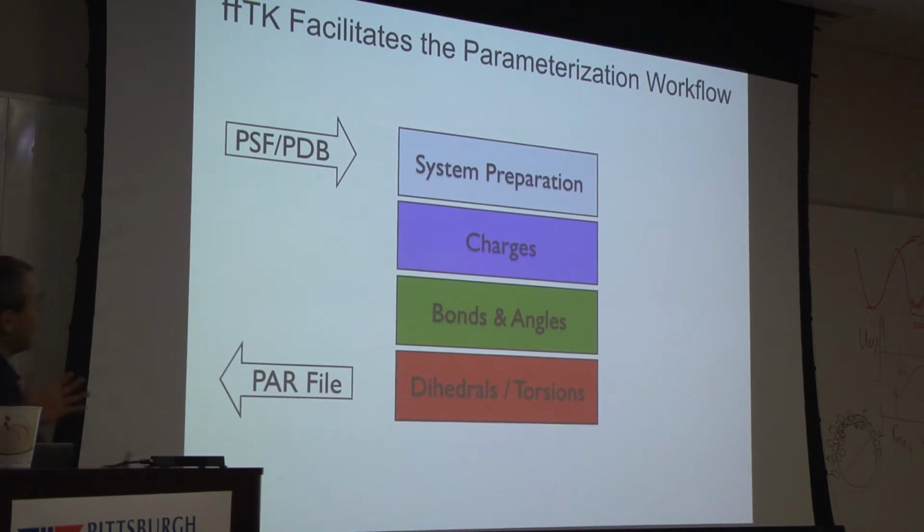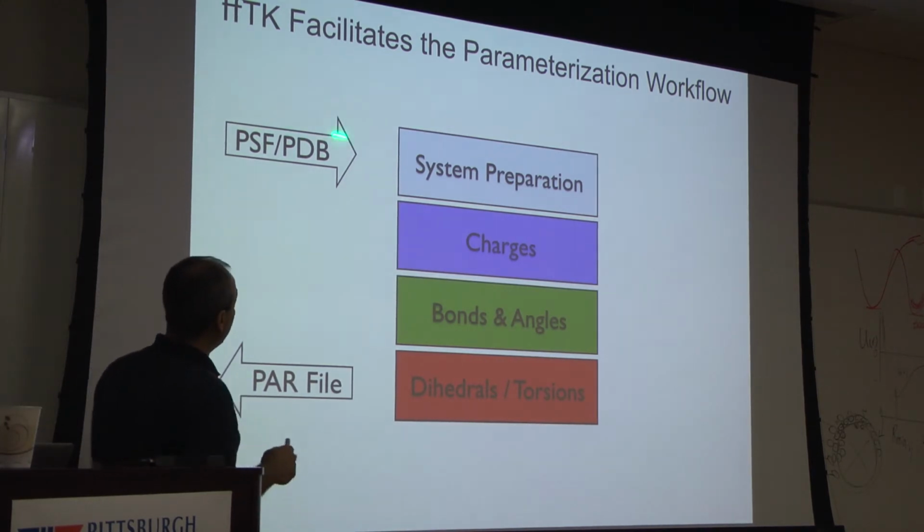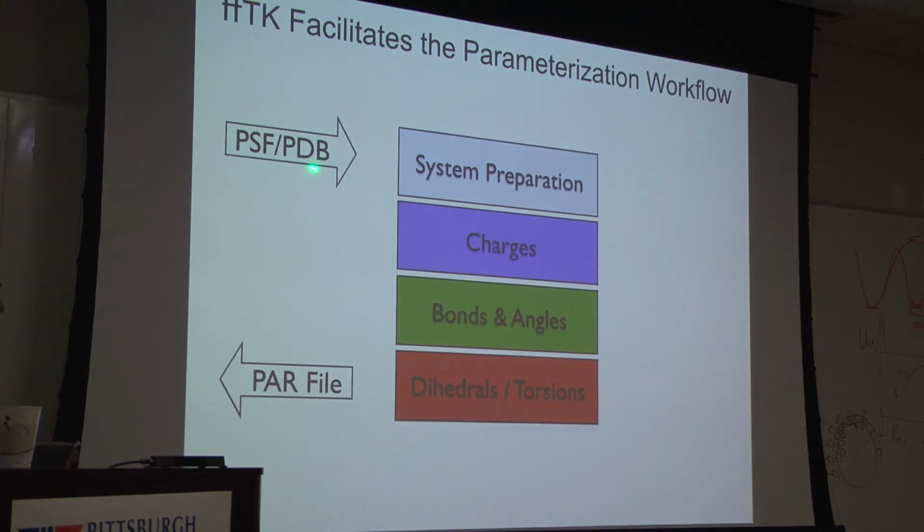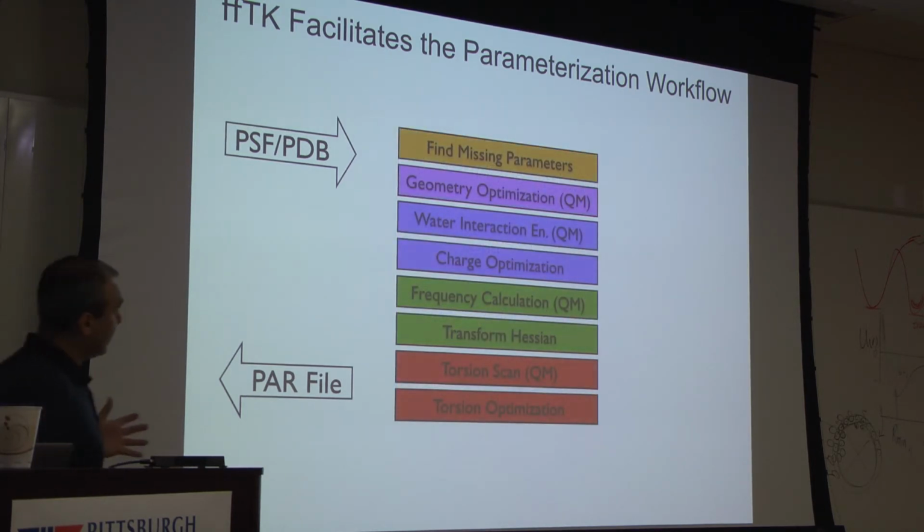In terms of how it is done in FFTK, you start with your PSF and PDB. It prepares the system for you and calculates the charges for you. I'll go through the steps involved a little bit. After that, it takes bond and angle parameters for you, dihedral torsion parameters for you, and then it puts everything in the parameter file. That's really helpful. So what are the steps involved here?